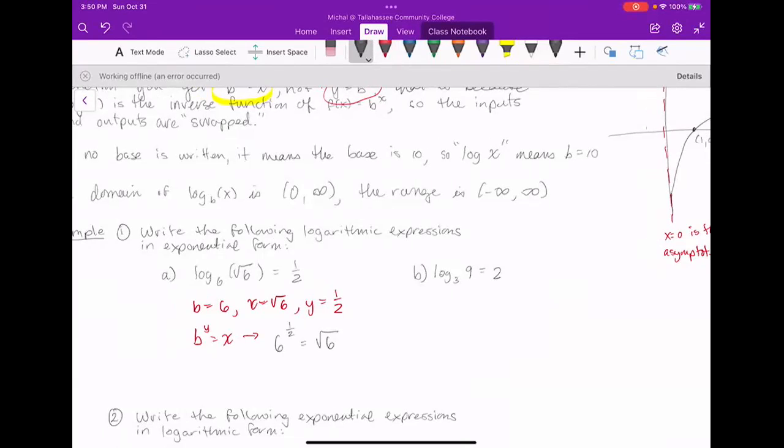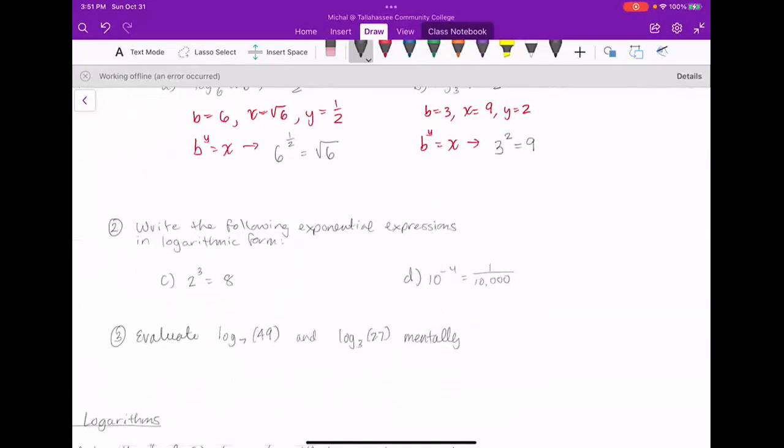I'm going to use that same approach to write log base 3 of 9 equals 2 in exponential form. So I get my b is equal to 3, x is equal to 9, and y is equal to 2. So when I write b to the power of y equals x, that becomes, my base is 3, my exponent is 2, and 3 squared does equal 9. So that is my exponential form.